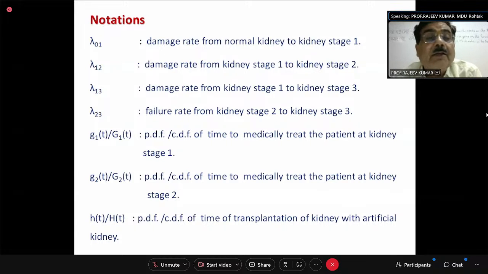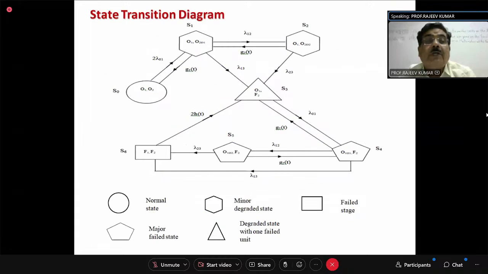The notations we have taken as a damage rate from kidney, normal kidney to kidney stage 1, we have taken it as lambda 02, kidney stage 1 to kidney stage 2, lambda 12. Taking these notations, and of course, G1T represents the time to medically treat the patient having kidney stage 1. G2 represents the patient having kidney stage 2. ST is the rate of transplantation of the kidney if it is required. This is an artificial kidney that is replaced by some other kidney, or artificial, we can call it as an artificial kidney. In that situation, we have this state transition diagram.